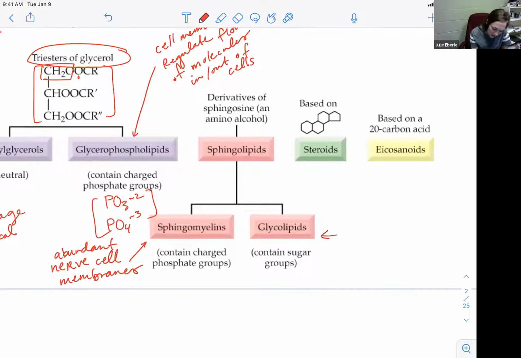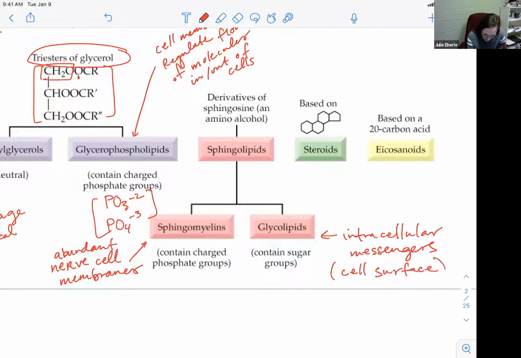This is important for intracellular messaging. So a lot of times glycolipids sit on the surface of cell membranes. Or they have some kind of chain that sticks out that receives messages and sends messages. So they are intracellular messengers. Okay, they sit on the cell surface. Okay, so that's glycolipids.